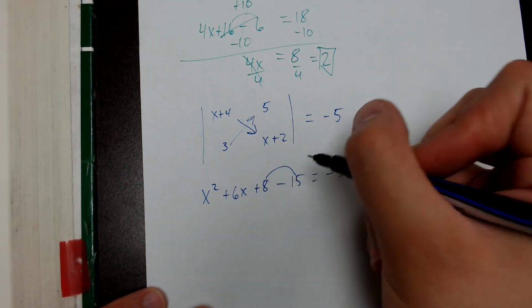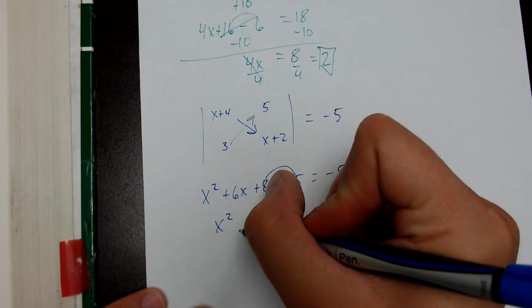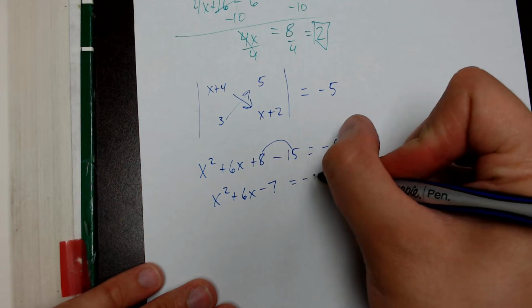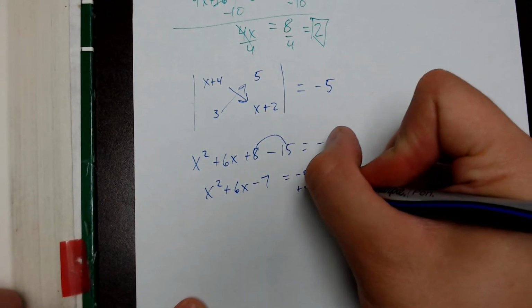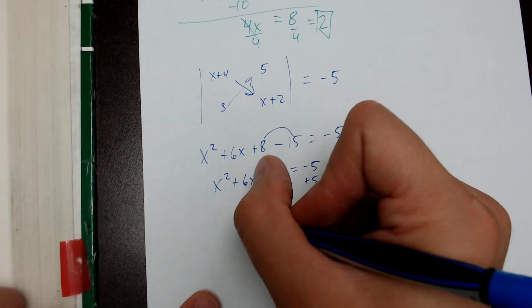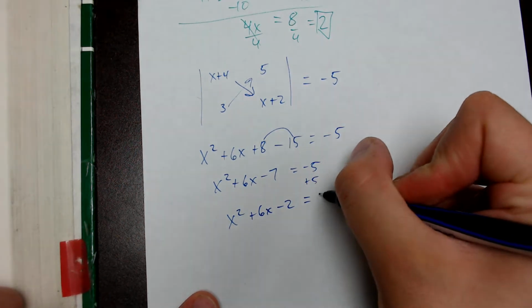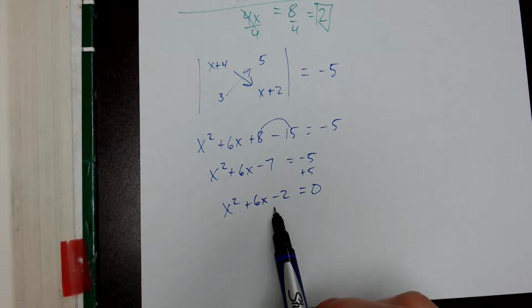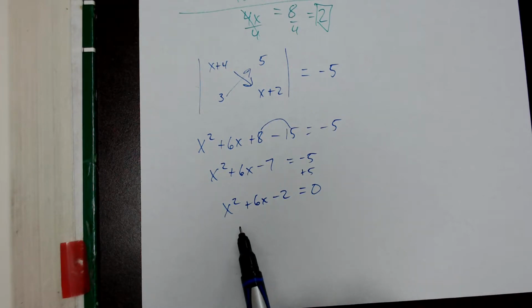Let's see here, 8 minus 15 is -7. So x squared plus 6x minus 7 equals -5. If I set this equal to 0, I'm going to have to add 5 to each side. So then I have x squared plus 6x minus 2 equals 0. So I definitely cannot factor this. I could try to use complete the square. I think quadratic formula would be faster.